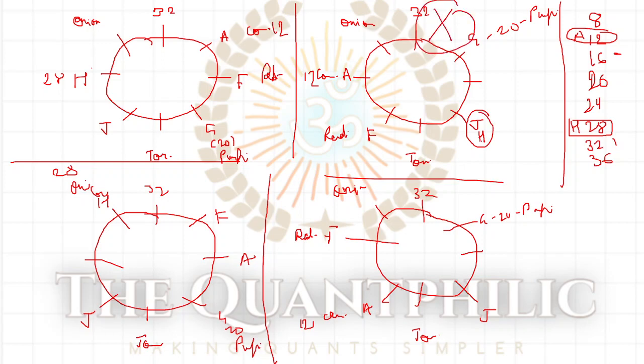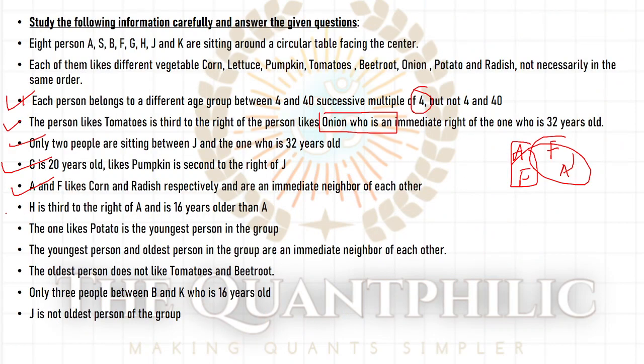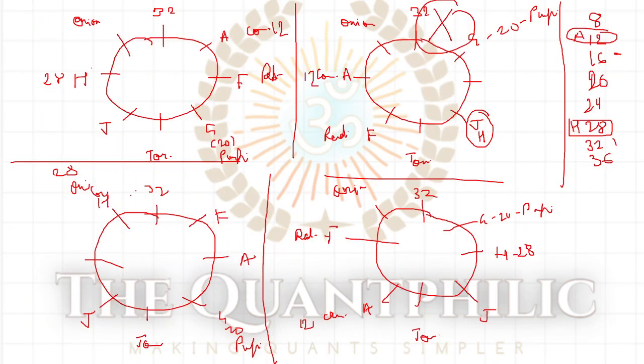So एग्जाम में सिंपली ऐसे जैसे आए केस तुरंत यहाँ क्रॉस मार दो, इस केस पे काम ही नहीं करना है, ठीक है। A is over here, first to the right, second to the right, third to the right, so H will be right over here and his age will be 28. Okay, इस पॉइंट का भी यूज हो गया। The one likes potato is the youngest in the group, so 8 will be youngest. The youngest and the older person in the group are immediate neighbor of each other. Okay, so 8 and 36 will be seated together.